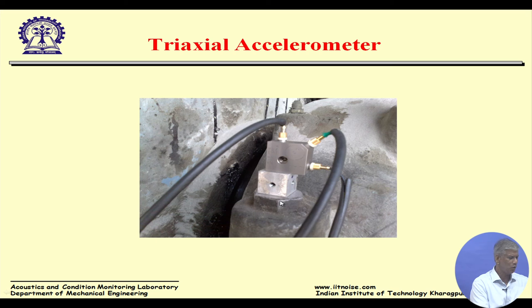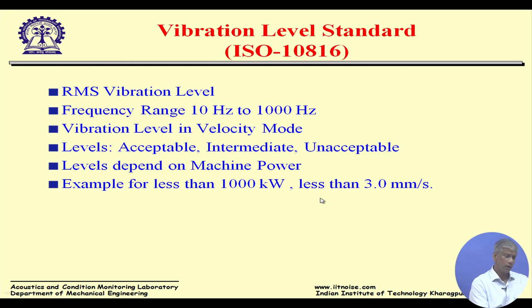This is the bolt head wherein I put this block and put this triaxial accelerometer. There is an ISO vibration level standard which you can refer to, which relates to the power of the machine and the overall vibration in velocity mode. To know whether the vibration levels are exceeding beyond a certain level, you can refer to this ISO standard.